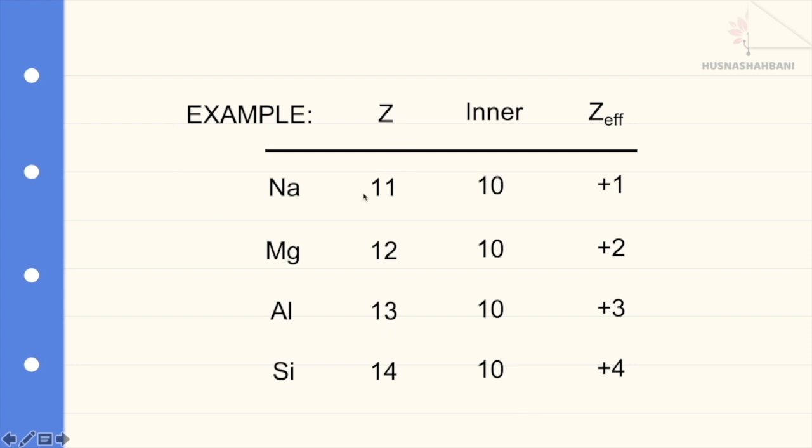Example: for sodium, Z proton number is 11, inner electrons 10. So Z effective is Z minus inner, so plus 1. This is the charge felt by the valence electron, plus 1. Magnesium, proton number 12, inner electrons 10. Z effective, Z minus inner, plus 2. So plus 2 is the charge felt by the valence electrons of magnesium, and so on.